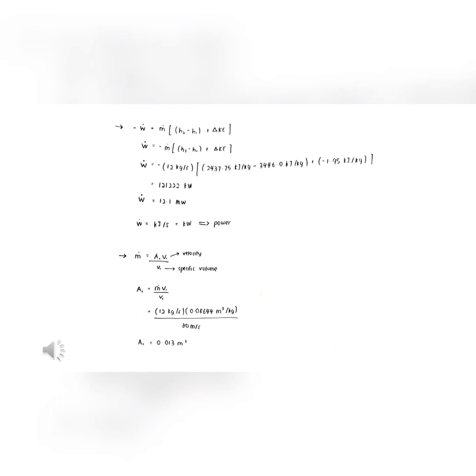For the power output, we can use the work equation. So minus W naught equal to M naught multiplied by H2 minus H1 plus kinetic energy. So W naught equal to minus 12 kg per s multiplied by 2437.75 minus 3446.0 plus minus 1.95. So W naught equal to 12122.2 kilowatt, equal to 12.1 megawatt.